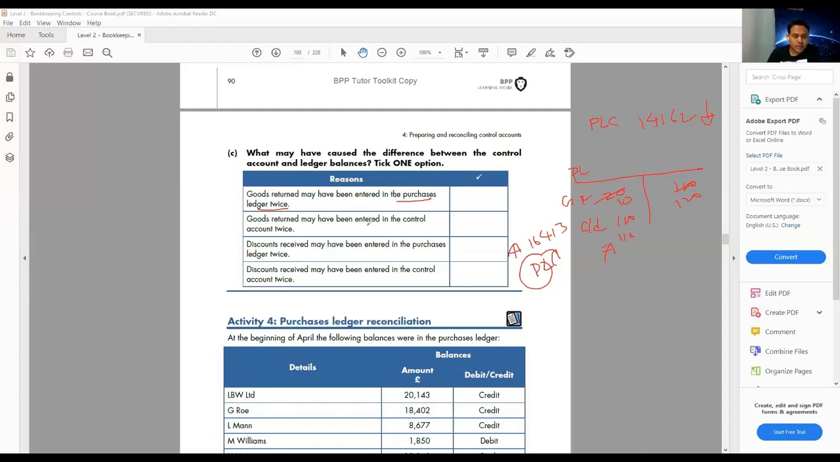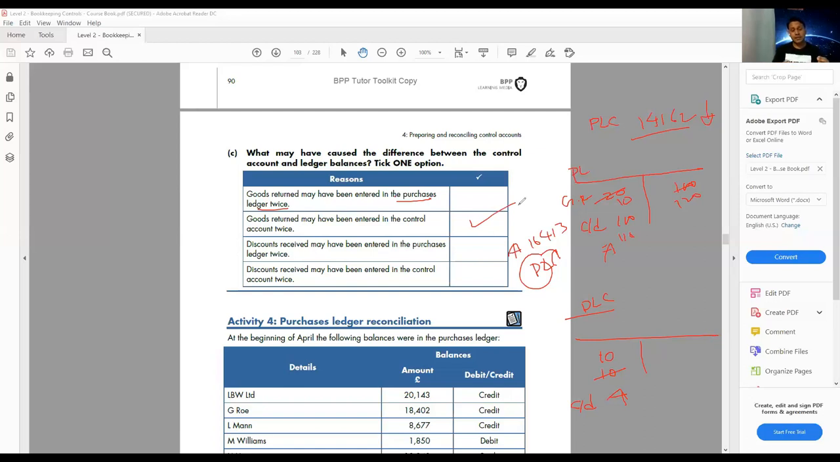Good return may have been entered in the control account twice. Now, if I said that's my purchase ledger control, and my control account balance is lower, and I recorded the return twice, it's supposed to be 10, but I record 10 and 10. So if I remove one, my balance will go up. And I need to make it go up because it's already lower. So this could be the reason.